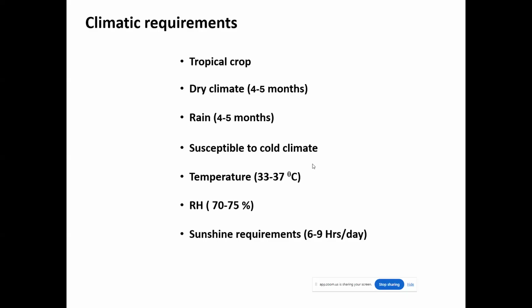And the temperature range suitable for the cashew crop is 33 to 37 degree centigrade, high temperature responsive also, with the relative humidity of 70 to 75%. And it is a sun-loving plant. We can't recommend this cashew crop as a shade-loving plant or an intercrop in between other highly canopy-based crops, because it is a sun-loving crop. So it requires sunshine of around 6 to 9 hours per day. So these initial parameters should be considered before selecting cashew as a crop in our field.